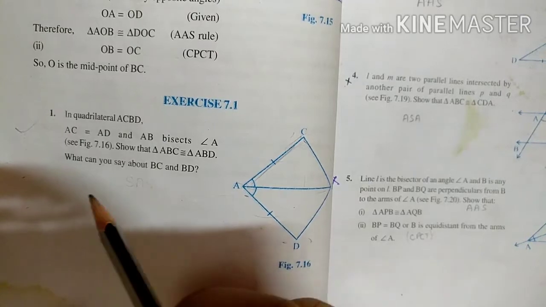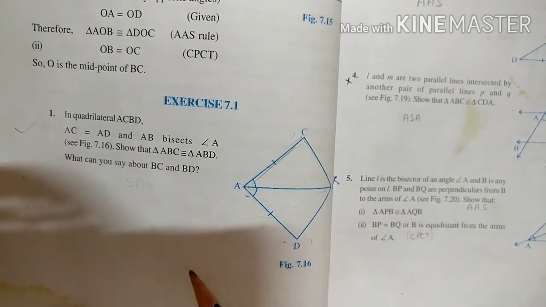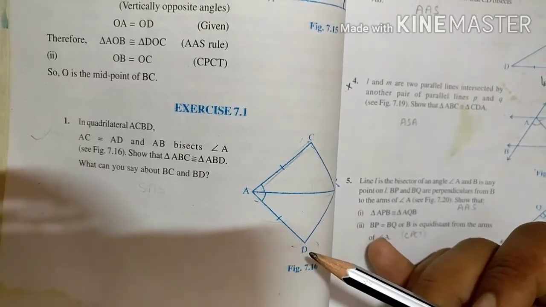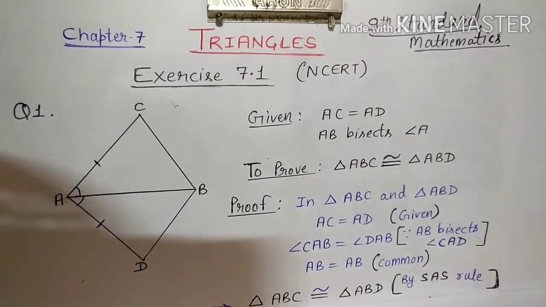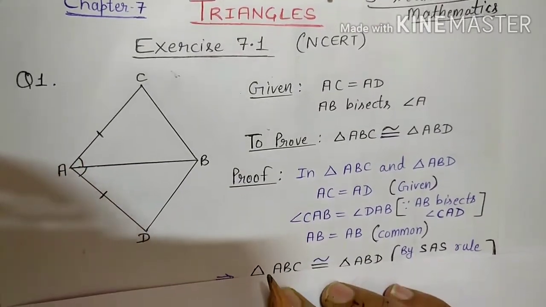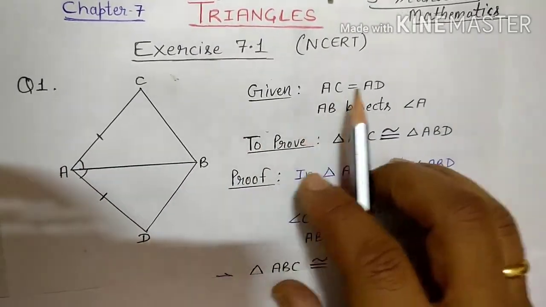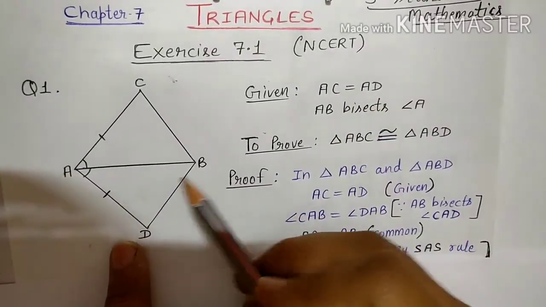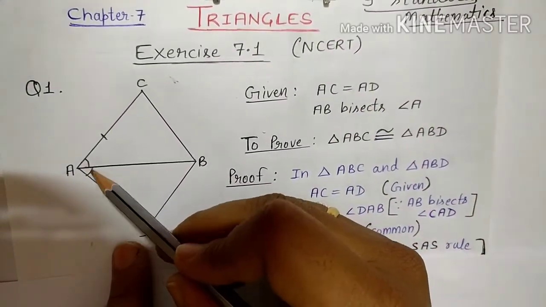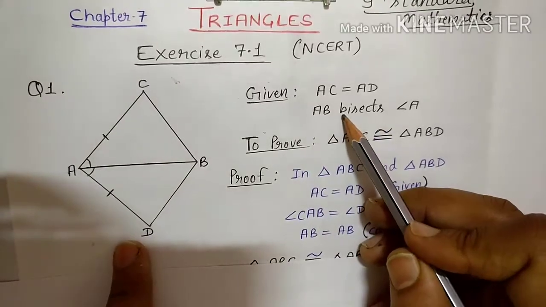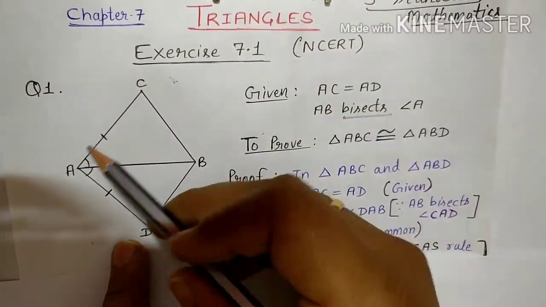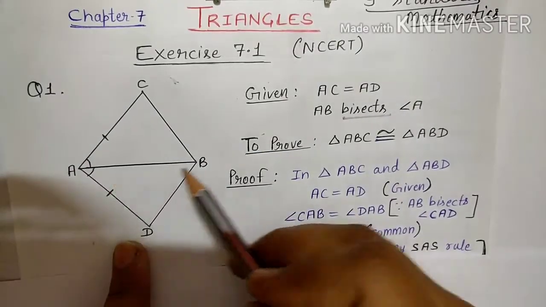And what can you say about BC and BD? What relation do they have? This we have to find out. So let's solve this question. I have drawn this figure in my copy already. Let's check now. What is given? AC equals AD, we have written, and AB bisects angle A into two equal parts, because it is written bisect here. Now, what do we have to prove? We have to prove triangle ABC is congruent to triangle ABD.